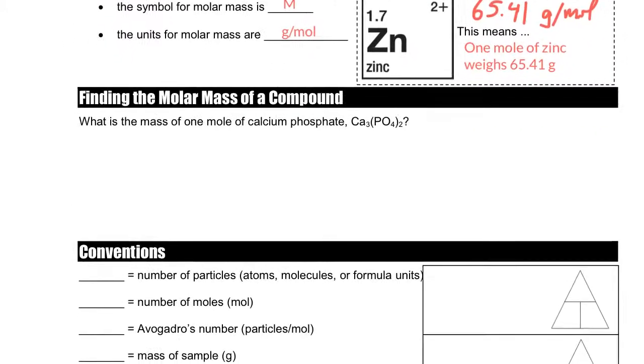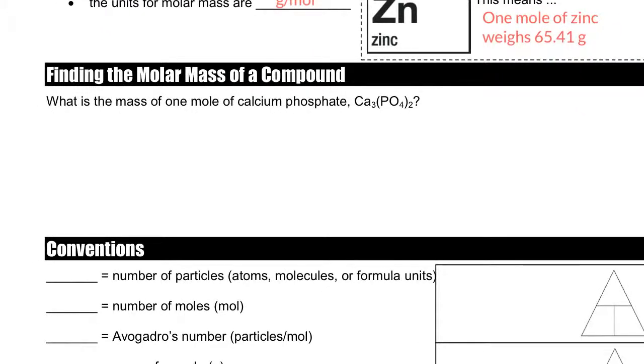Oftentimes in the lab, we are not looking for measuring out just a specific element, but rather compounds. So for example, calcium phosphate. If you're going to measure out a certain number of moles of calcium phosphate, you need to figure out how many grams that is in order to use the electronic balance. So in order to calculate the molar mass of calcium phosphate, that's the notation I'm going to use, I simply have to add up how many calcium atoms, how many phosphorus atoms, and how many oxygen atoms are there in 1 formula unit of calcium phosphate.